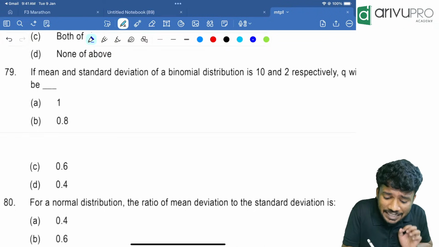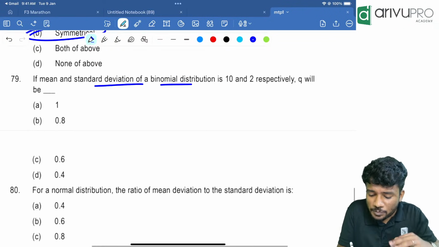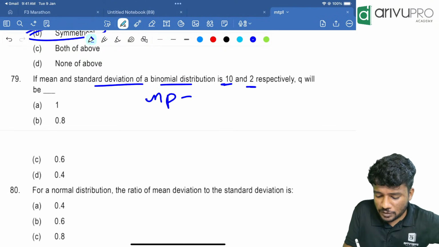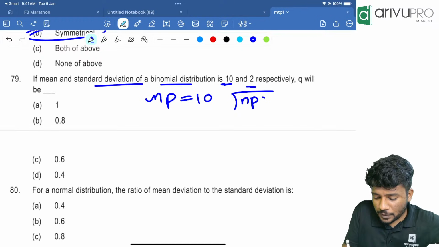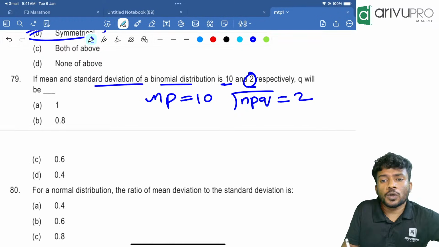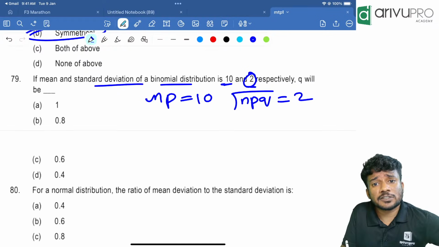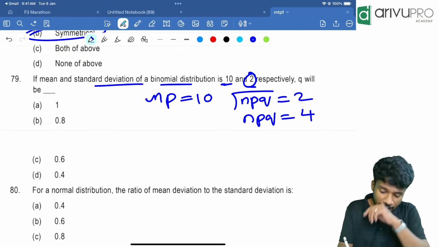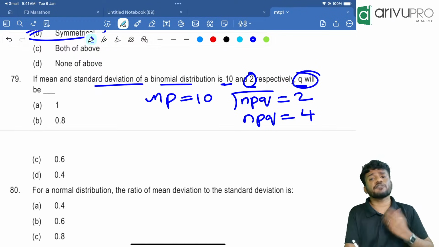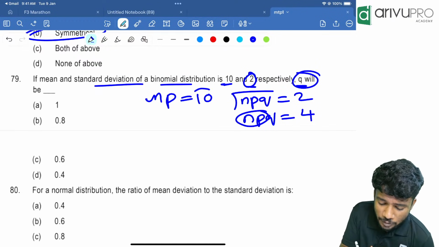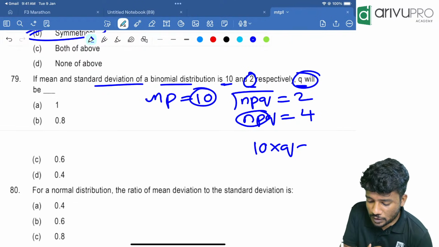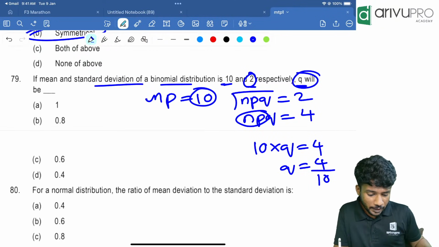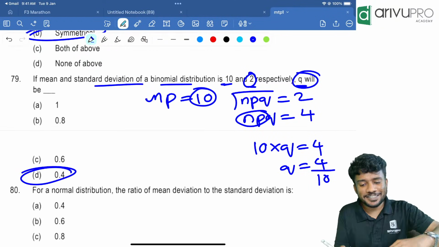If mean and standard deviation of a binomial distribution is 10 and 2 respectively, very easy. So mean means np is equal to 10, root of npq is equal to what? 2. Now, in order to remove the root, you will square both sides. That means npq is equal to 2 square is equal to how much now? 4. Now what we need to find? We need to find the value of q. Instead of np, we are going to put what? 10. 10 into q is equal to 4. Q is equal to 4 by 10. Looking at that, 4 by 10 means 0.4. Option D is your answer.